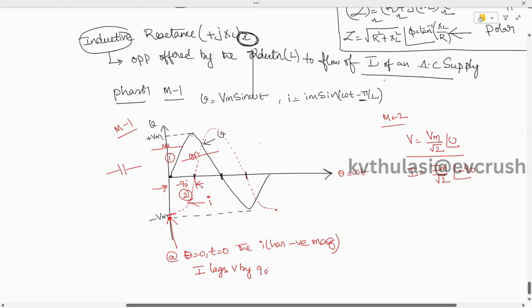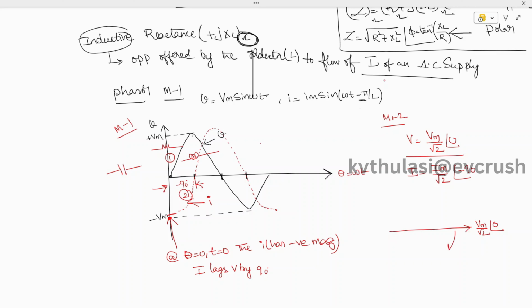Now let's take this voltage as a reference. So the voltage RMS quantity is nothing but Vm by root 2 at an angle of 0. Now the current is lagging. When you are traveling in clockwise direction, then you are going to get negative. So what is the magnitude of the current? This is I, and it makes an angle of minus 90 degrees. Minus 90 means it will be traveling in clockwise direction.